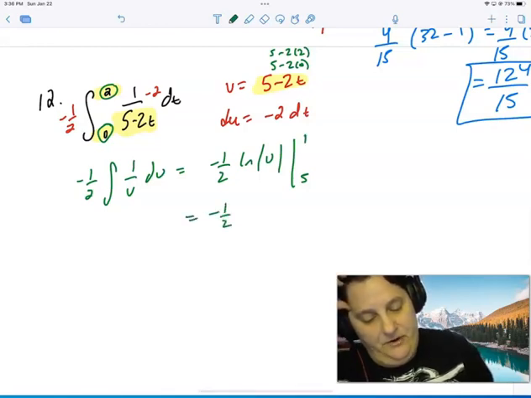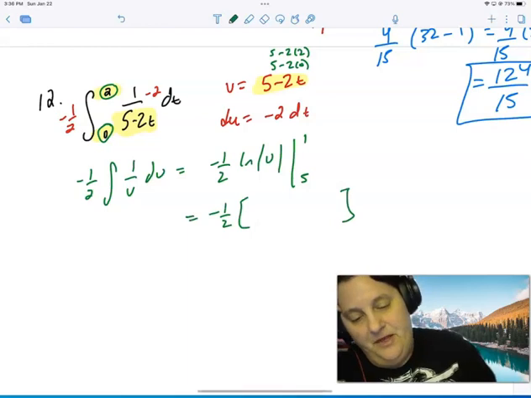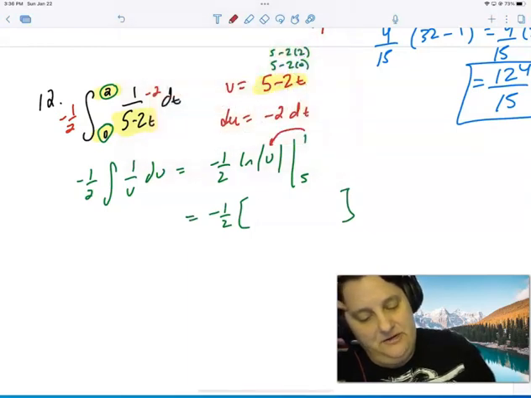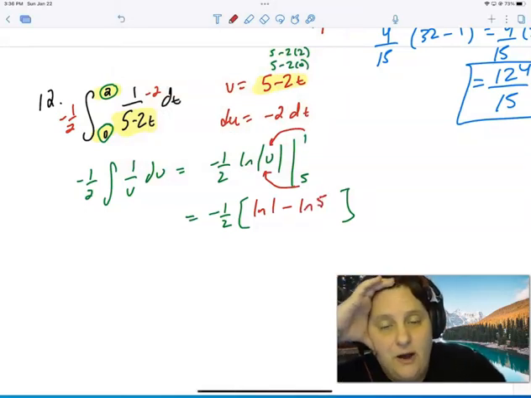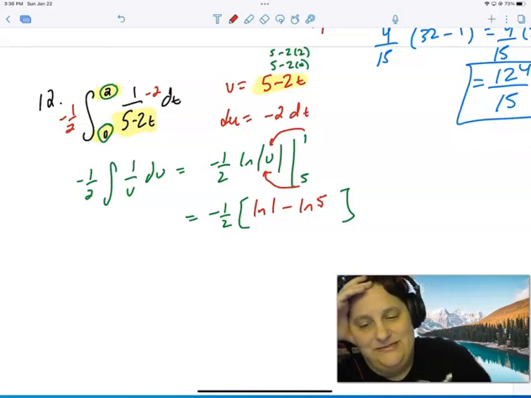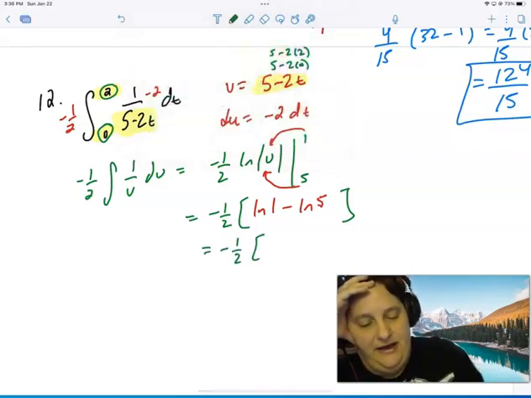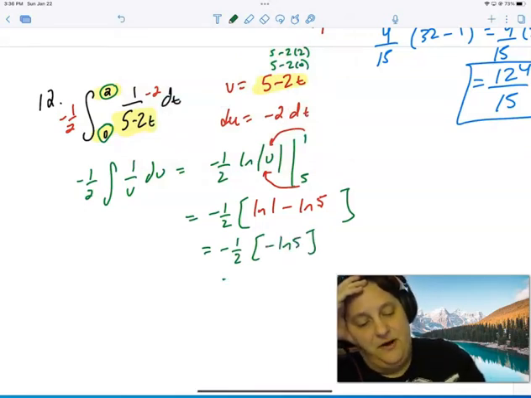So it's negative 1/2. And then as I evaluate this top to bottom, it's ln 1 minus ln 5. Now, the ln of 1 is 0. So I could write this as negative ln 5. Negative times negative is positive, so I'm thinking 1/2 ln 5.